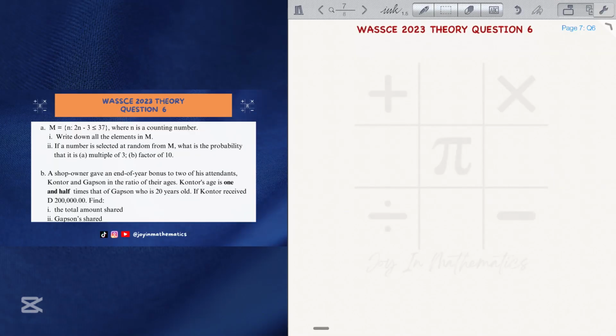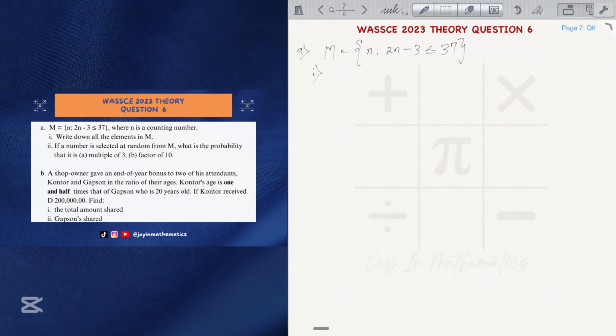Now let's solve WAEC 2023 theory question 6 together, and it has two parts. It says M is a set that's a component of n such that 2n minus 3 is less than or equal to 37, where n is a counting number. The first question says write down all the elements in M.